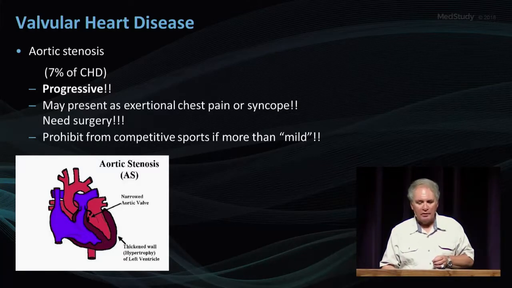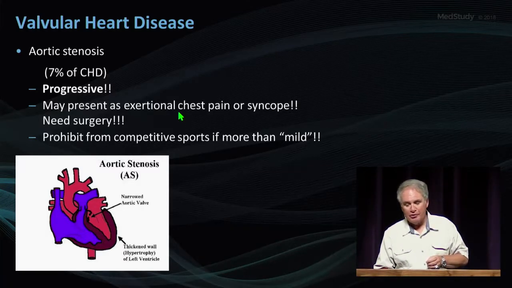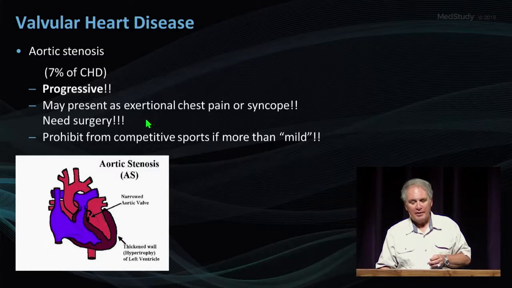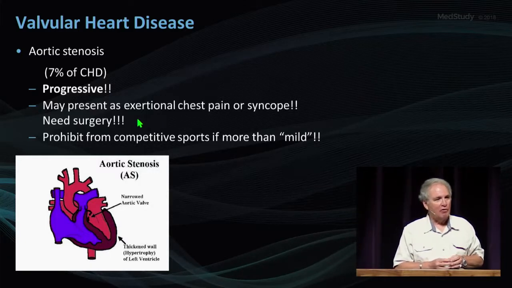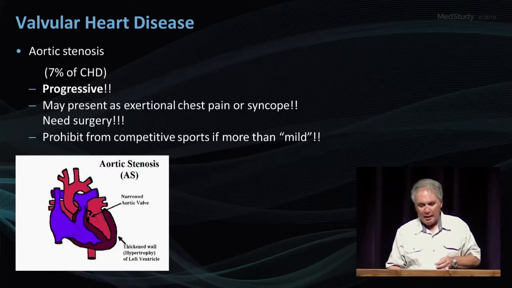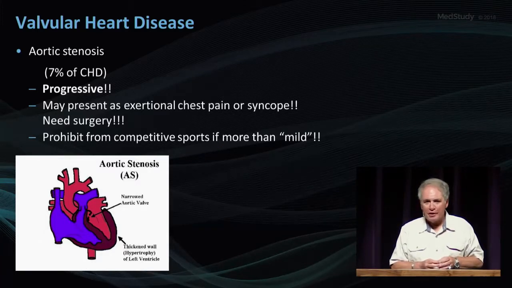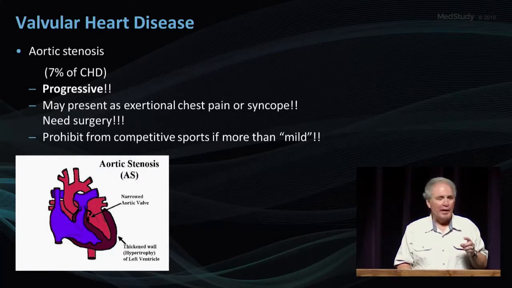In an older child, it may present as exertional chest pain or even syncope. That is an absolute indication for intervention or surgery. And children with aortic stenosis, if anything more than mild, should be prohibited from competitive sports. Again, there's a risk of sudden death with aortic stenosis that is more than mild in degree.